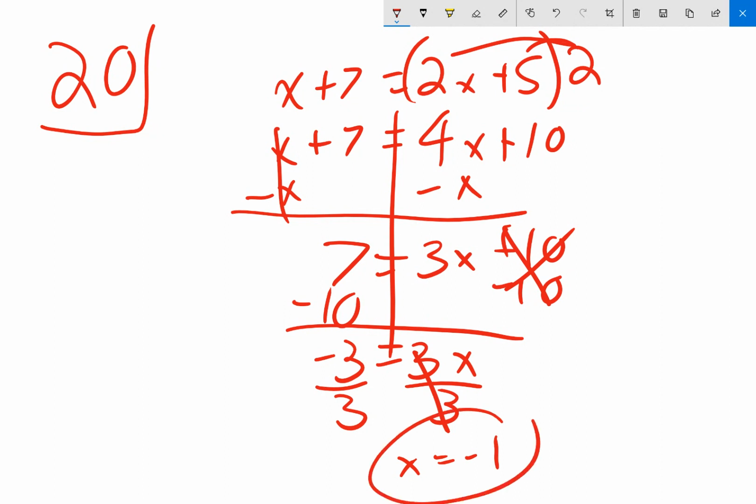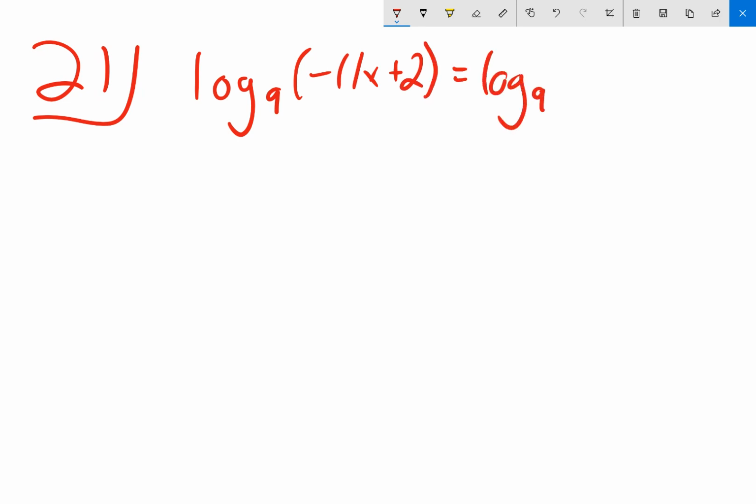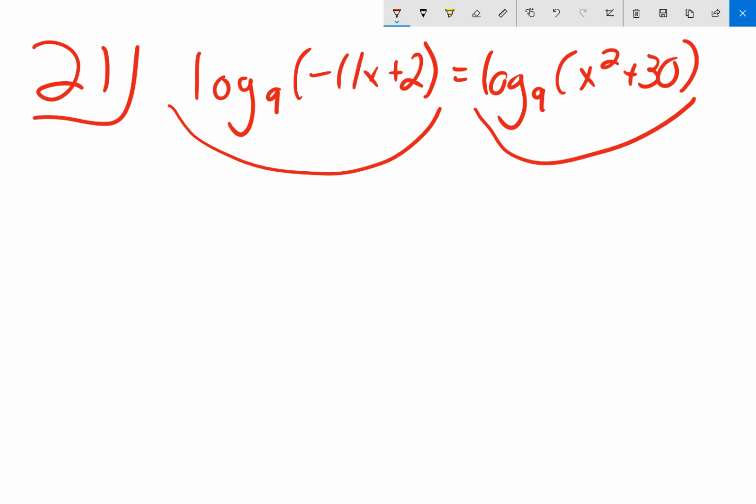All right, let's move on to number 21. So number 21, we have log base 9 of negative 11x plus 2 equal to log base 9 of x squared plus 30. Now, the thing about this one is we have just a plain logarithm. Again, this is just all one logarithm on the left and just one logarithm on the right. I'm not adding or subtracting anything after the log. It's just plain log equals a plain log.